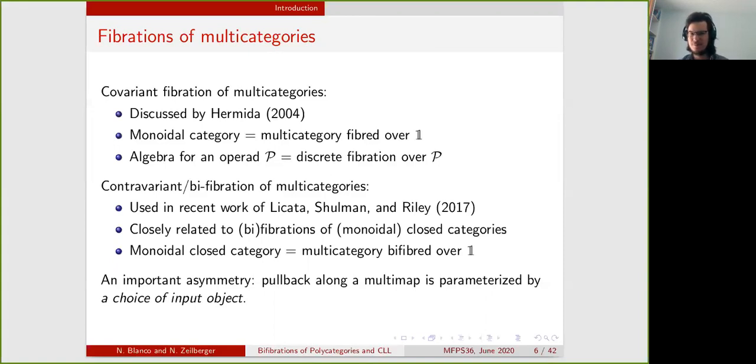And there is an important asymmetry there, that is that the pullback, so for contravariant fibration, has to be parameterized by a choice of input. For the pushforward, you don't have to do that because you just have one object in the codomain. But in the domain, you have possibly multiple objects. So you have to choose one along which you will perform this pullback.